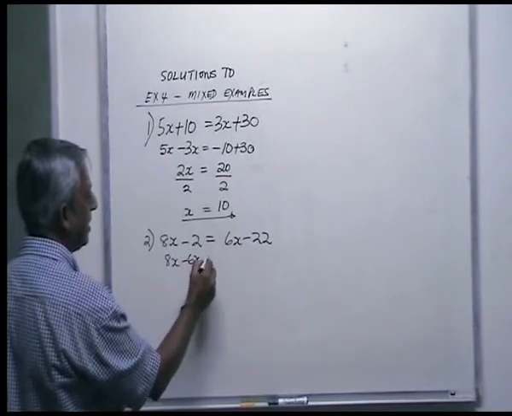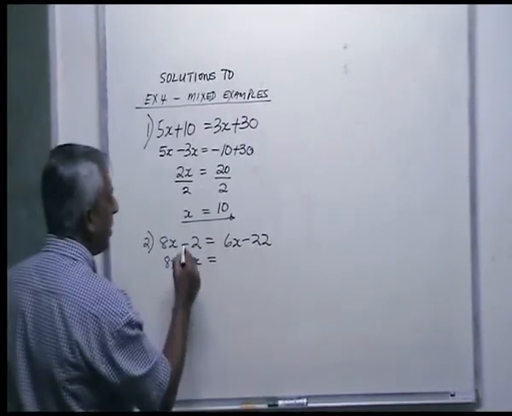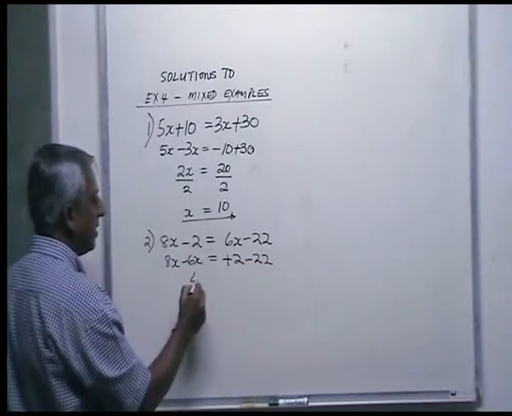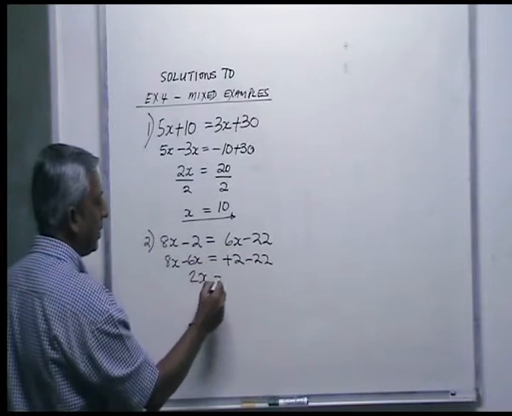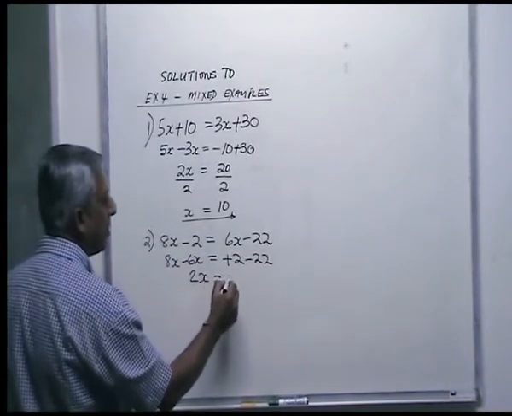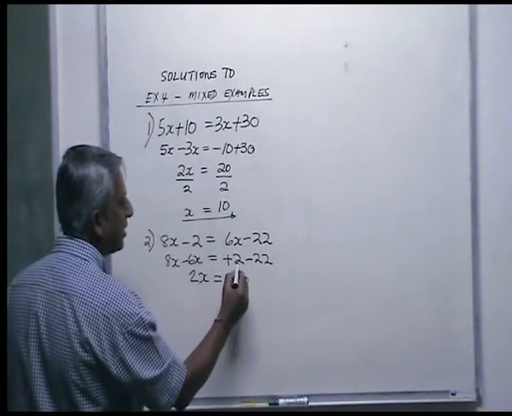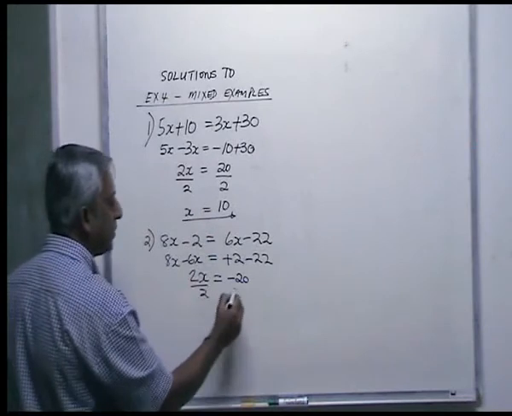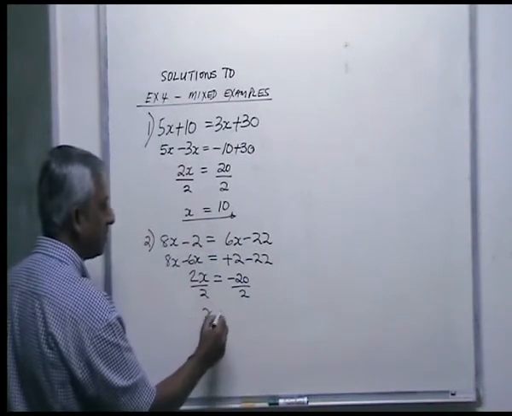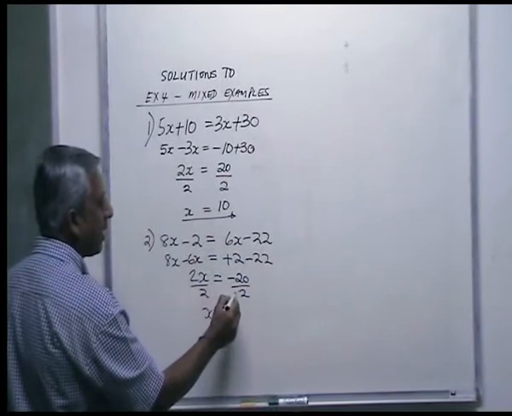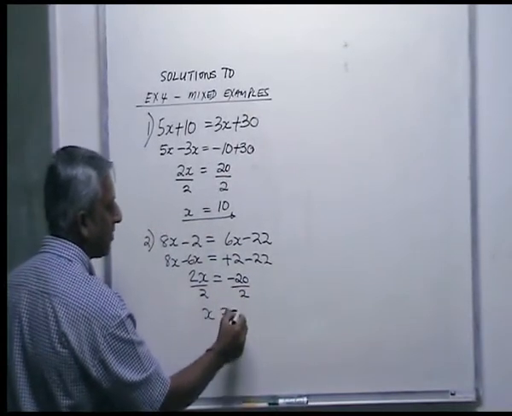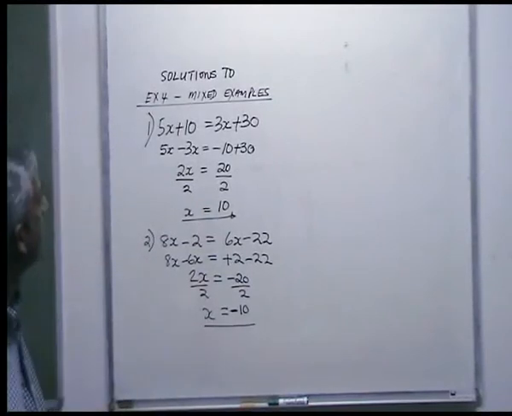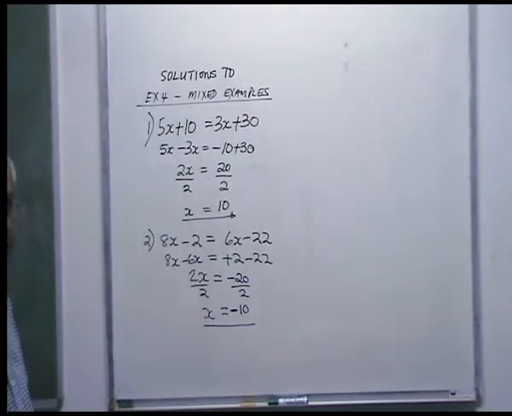8x minus 6x is equal to plus 2 minus 22. That gives me 2x is equal to minus 20. Be careful here. Plus 2 minus 22 gives you minus 20. Then I'm dividing by 2, dividing by 2. That leaves me with x. A minus divided by a plus will give you a minus. 20 divided by 2 gives you 10. Right? And we'll move on to number 3 and 4 just now.